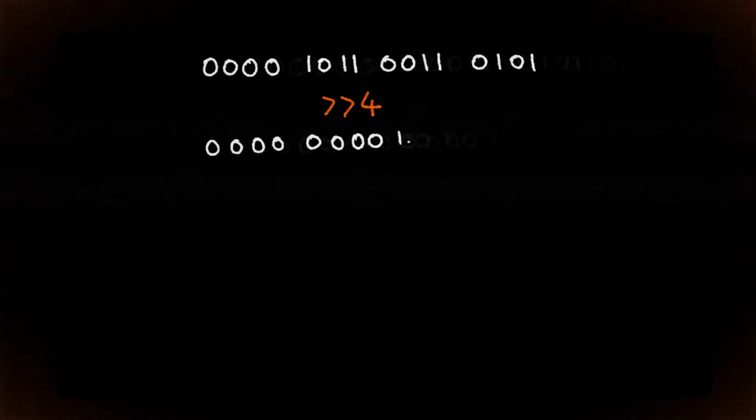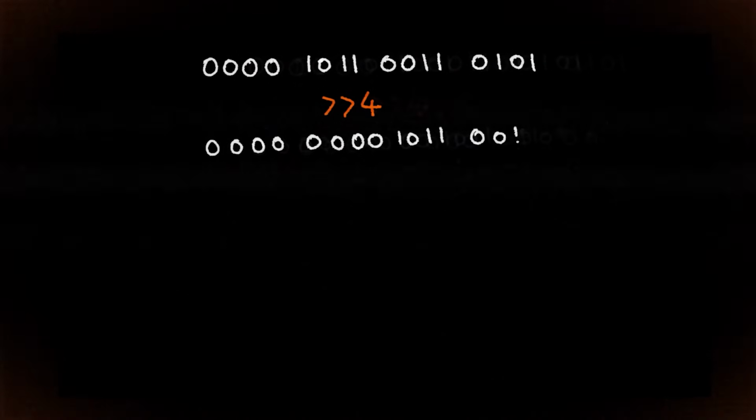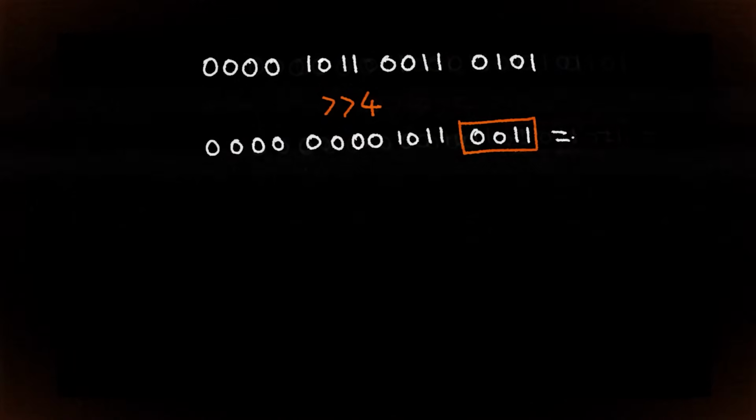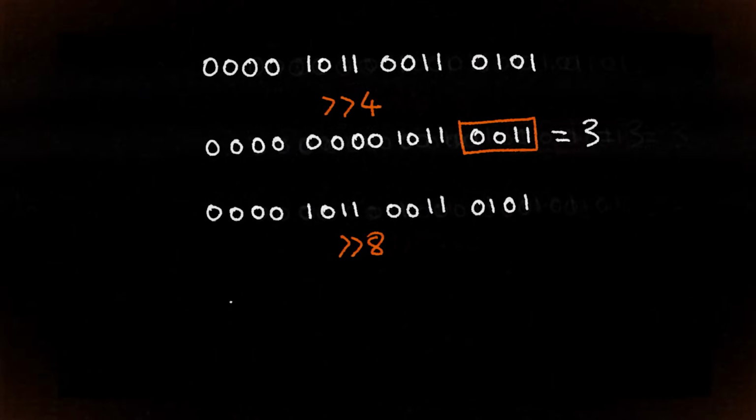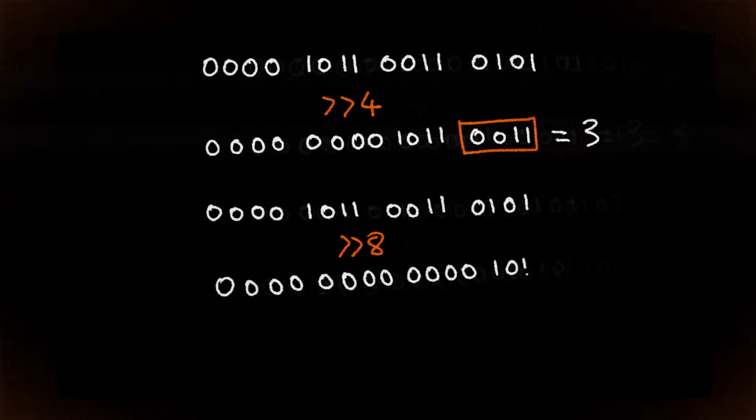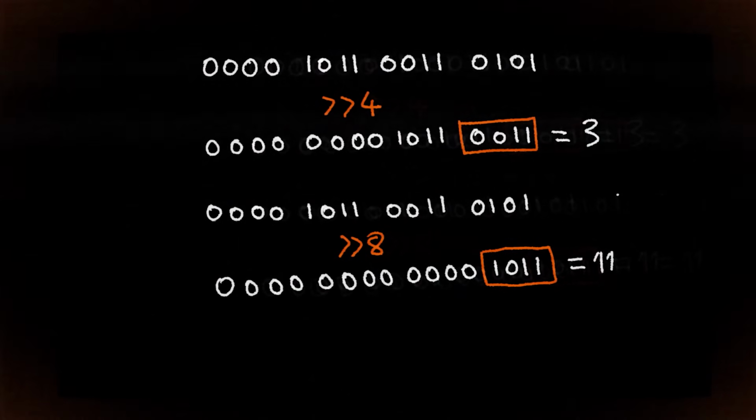Next, we bit shift the index 4 places to the right using this operator. This puts our y value as the last 4 bits, and we can use AND 0xf to read that, like before, getting y equals 3. Finally, you can bit shift to the right 8 to get the z value of 11.